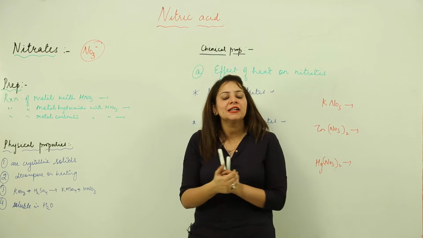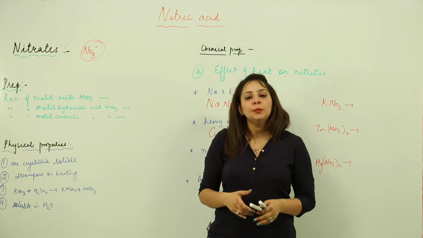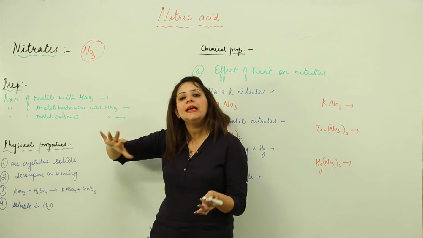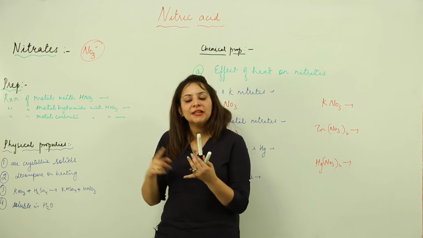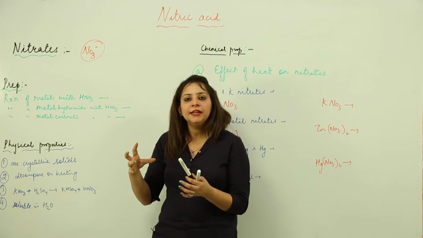So first of all, our concern is how we are going to prepare the nitrates. We can prepare the nitrate by reacting a metal, or any metal compound, with HNO3, or compounds like metal hydroxide, metal carbonate. So they can be used.